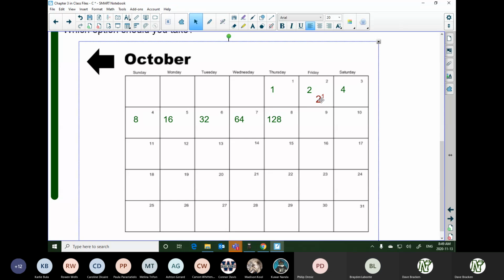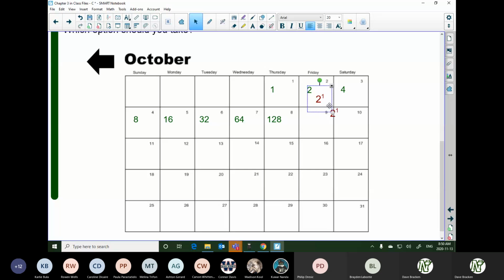Yeah. So now when I take this, I'm going to clone it. I'm going to go to the next day. 4 isn't 2 to the power of 1. 4 is 2 to the power of 2. I'm going to clone this again and bring this over here. 8 isn't 2 to the power of 2. It is 2 times 2 times 2. So 2 times 2 times 2 is 2 to the power of 3.